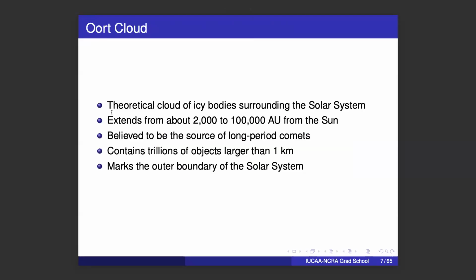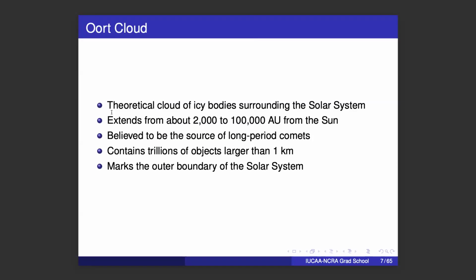Okay, so beyond asteroids, beyond Kuiper belt, beyond everything, there is something known as the Oort cloud. Now, this is just a theoretical formulation. It's a cloud of icy bodies surrounding the solar system, and it goes from about 2,000 to 100,000 AU from the sun. Okay, believed to be the source of long period comets, and this contains trillions of objects larger than 1 kilometer. And it marks the outer boundary of the solar system.